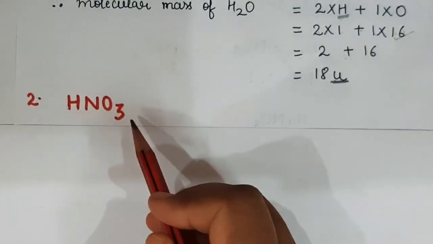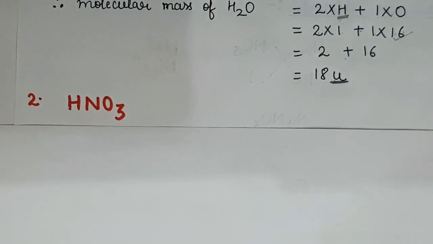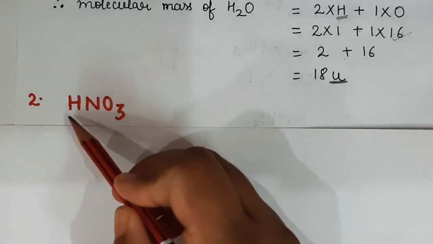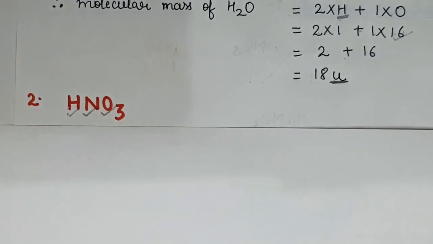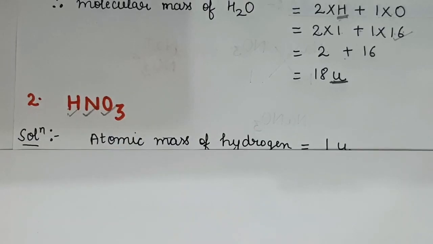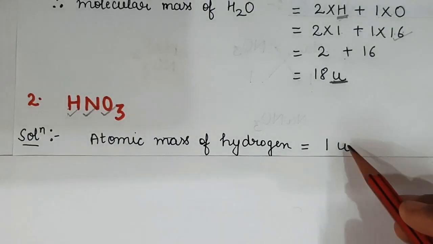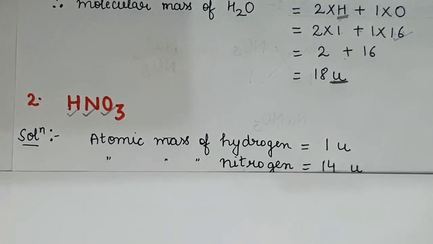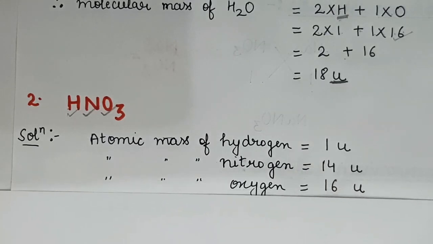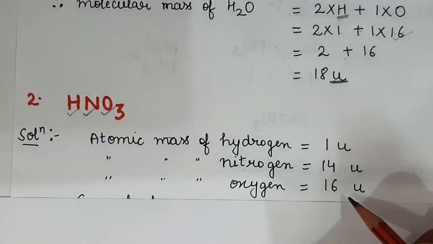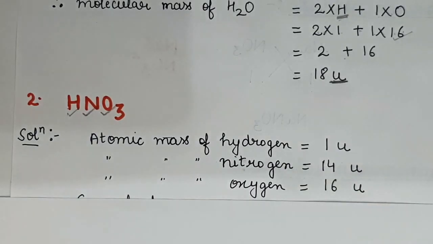Okay. Now let us take another example. Another example is HNO3. Okay. So what is the molecular mass of HNO3? First of all, you should know the atomic mass of hydrogen, atomic mass of nitrogen, and atomic mass of oxygen. After that, you can calculate easily the molecular mass of HNO3. So what is the atomic mass of hydrogen? It is 1 U. Next is atomic mass of nitrogen, that is 14 U. And what is the atomic mass of oxygen? It is 16 U.